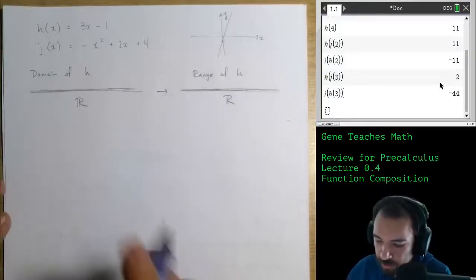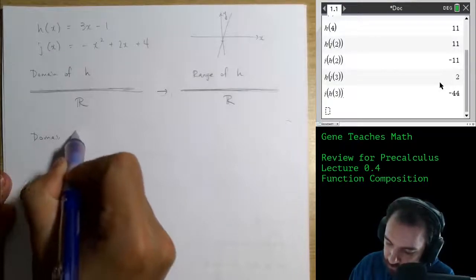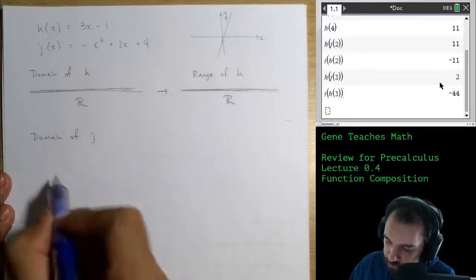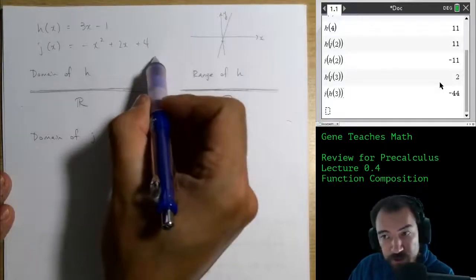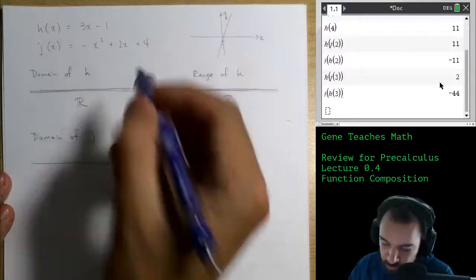Sort of simple. And for j of x, we say the domain of j is going to be all real numbers unless stated otherwise, because I can plug anything I want and square it and add it to 2 times itself, okay?